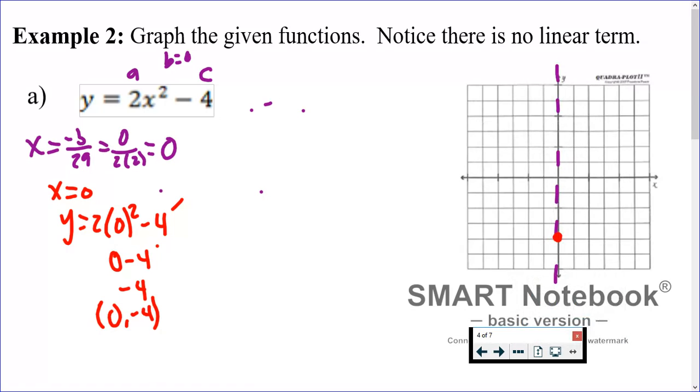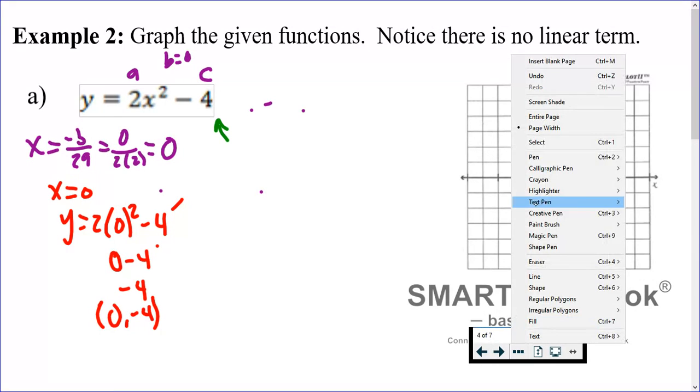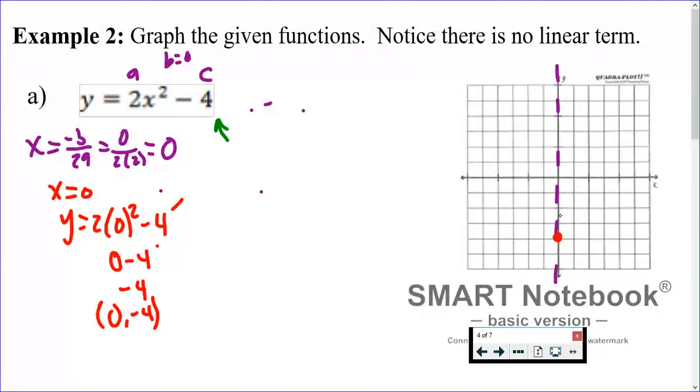This impacts the process in just one way, in that the c value is -4. So the y-intercept is -4, which happens to be the vertex in this case. So you're not going to plot that again. We just need to find something else now. So we're just going to go 1 point to the right, x equals 1.